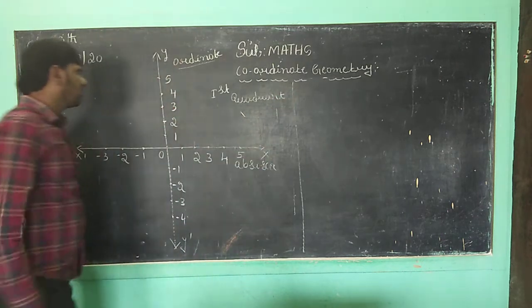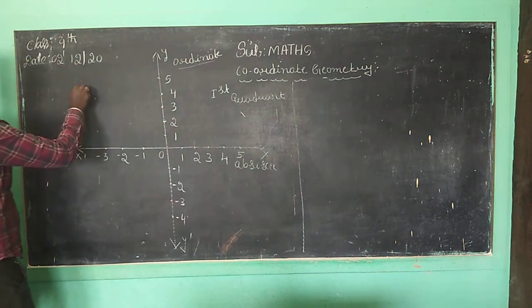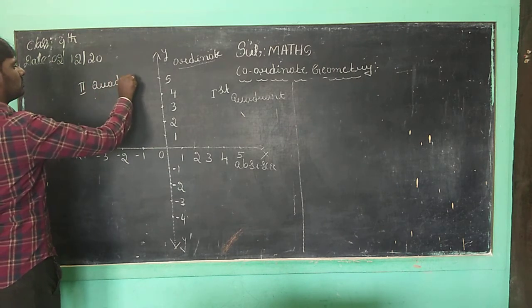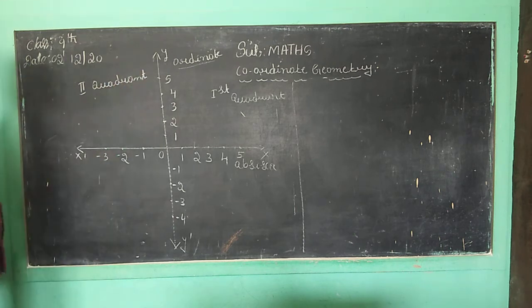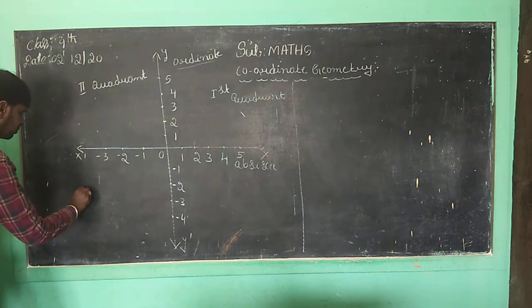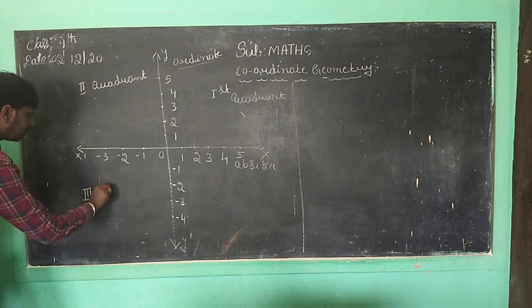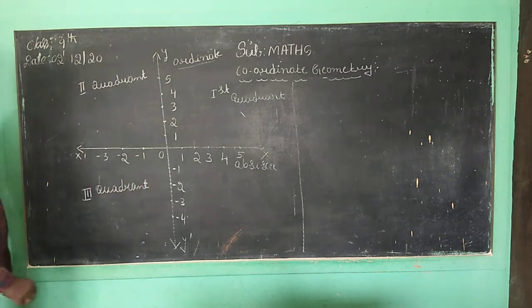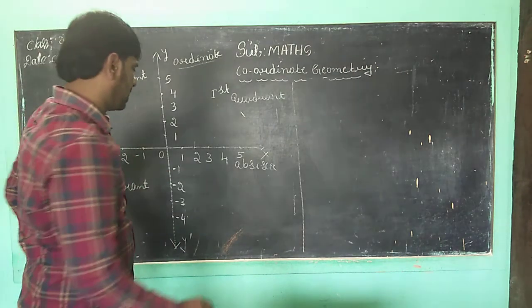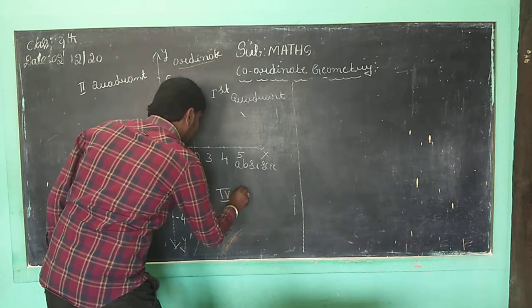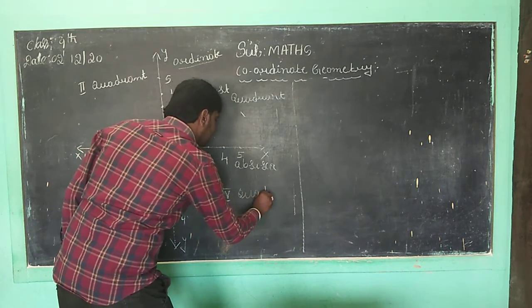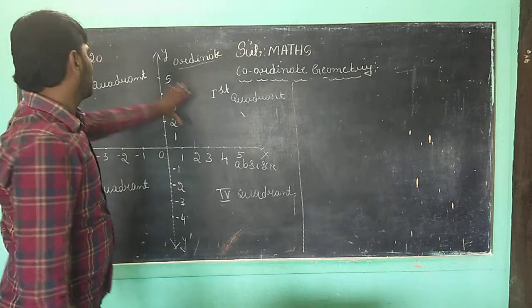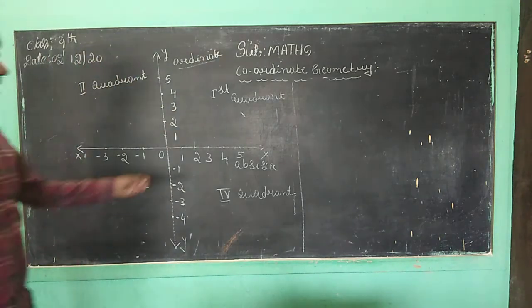Children, next, this is the second quadrant. Next, down is the third quadrant. Now we also take the fourth quadrant. This is the fourth quadrant, children. It's very simple. Correct, children? First quadrant, second quadrant, third quadrant, and fourth quadrant.